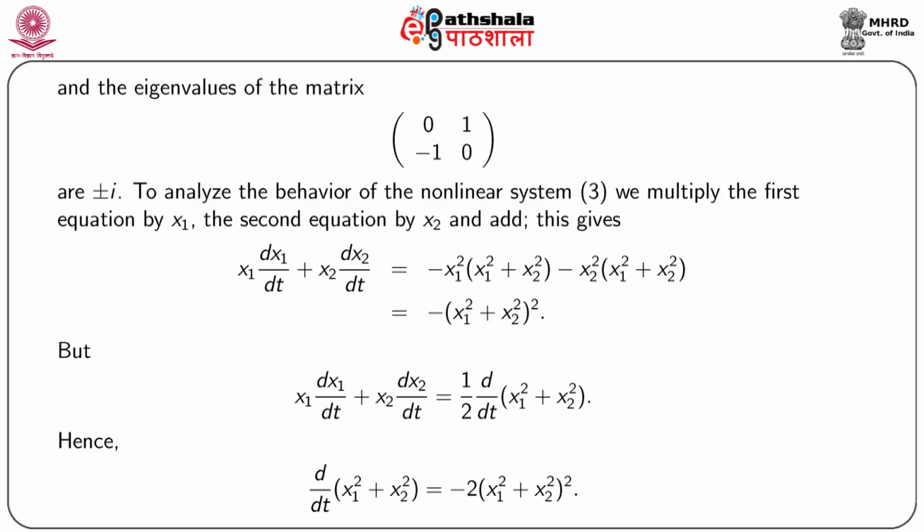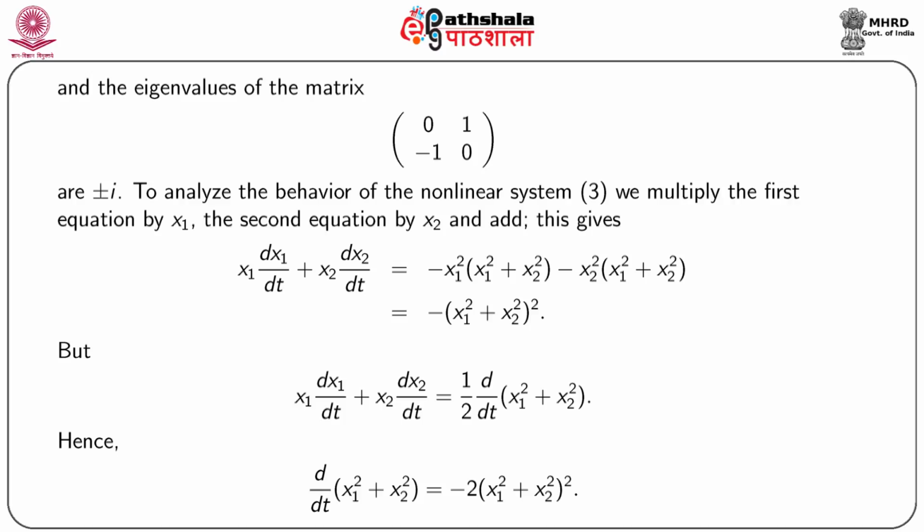Now, to analyze the behavior of the nonlinear system 3, we multiply the first equation by x1 and the second equation by x2, and we add. This gives x1 dx1/dt plus x2 dx2/dt, which is equal to minus x1 squared times (x1 squared plus x2 squared) minus x2 squared times (x1 squared plus x2 squared), which can be written in the form minus (x1 squared plus x2 squared) whole squared.